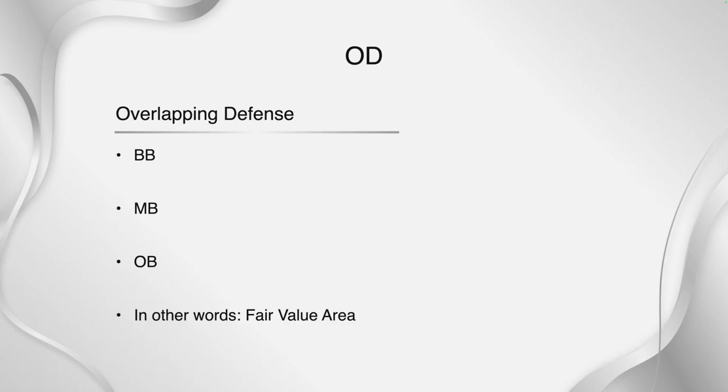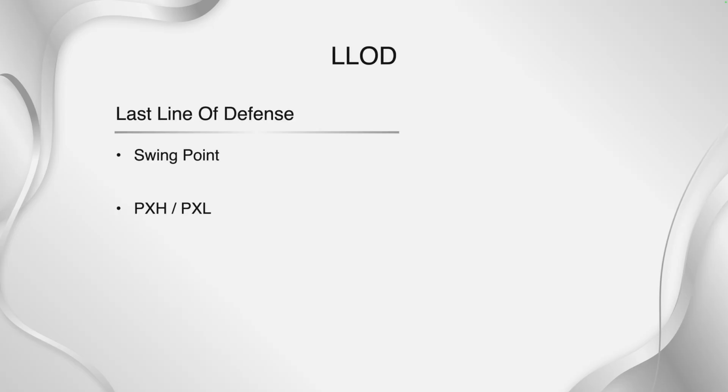From that, moving on, of course, we can see the last line of defense. We have two types of last line of defense. We have a swing point and we have a previous X high, previous X low. Previous X high, previous X low is again previous candle high, previous candle low. Now, I think the swing point itself is quite clear. I think the previous X high, previous X low can be a little bit confusing, or it's not used in our typical context. And I'll show you what I mean.